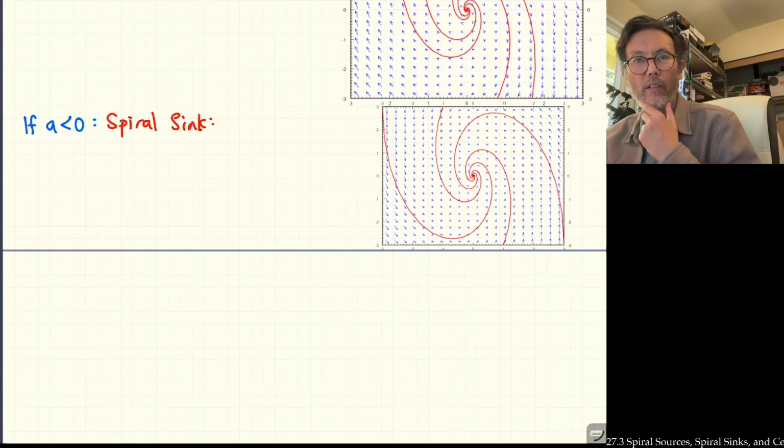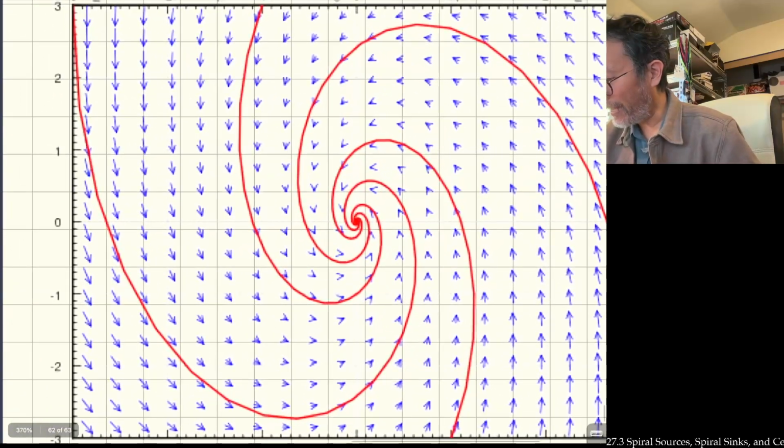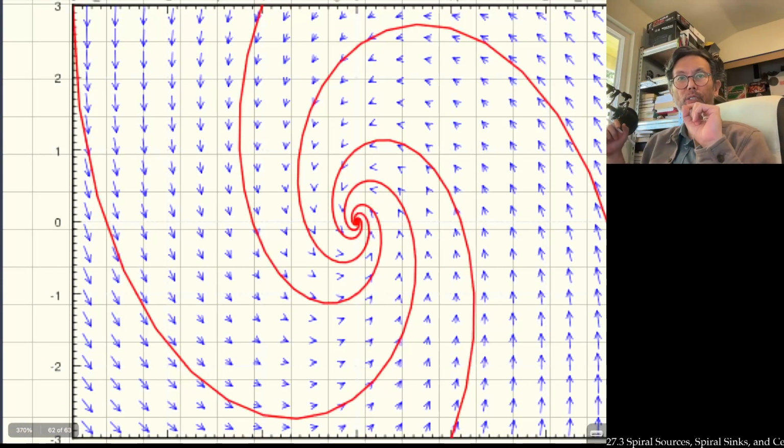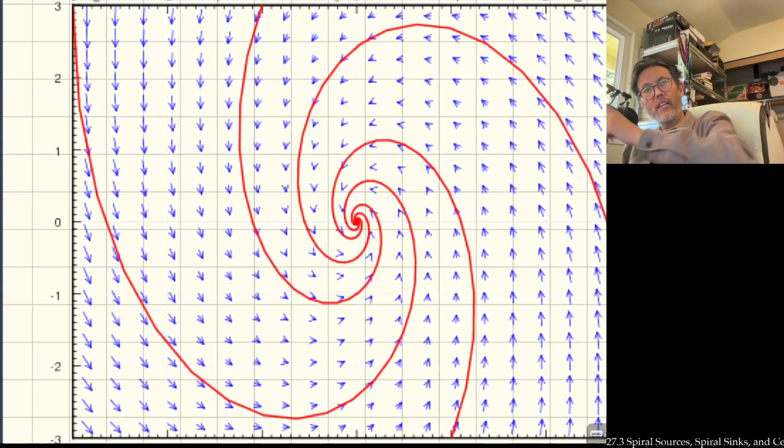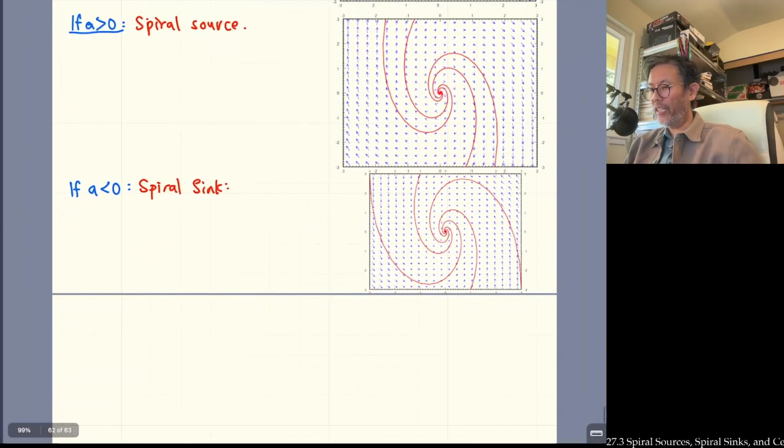Okay. Again, to tell that this is a sink, you need to look at the details of the vector field. And you can see that the arrows point in the direction of sinking toward the origin. I hope you have that feeling. Okay? So that's it. That's all I want to say about this case.